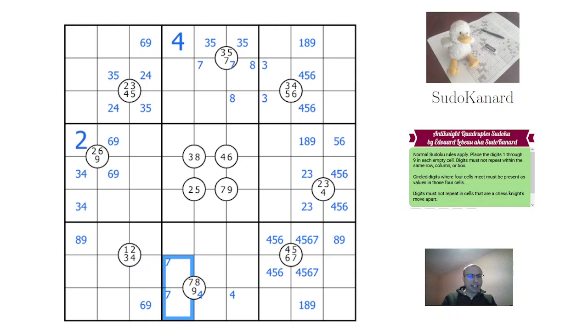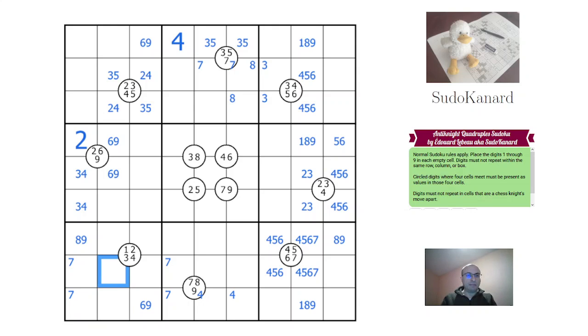Something more interesting is that 7 in either of those cells prevents this cell from being 7. Because if 7 is here, this won't be a 7 by the usual Sudoku rules. And if 7 is here, then this won't be a 7 by the knight's move. So there must be a 7 here.